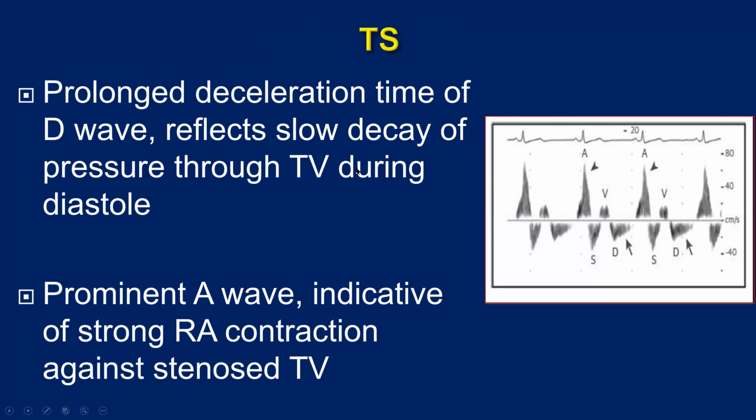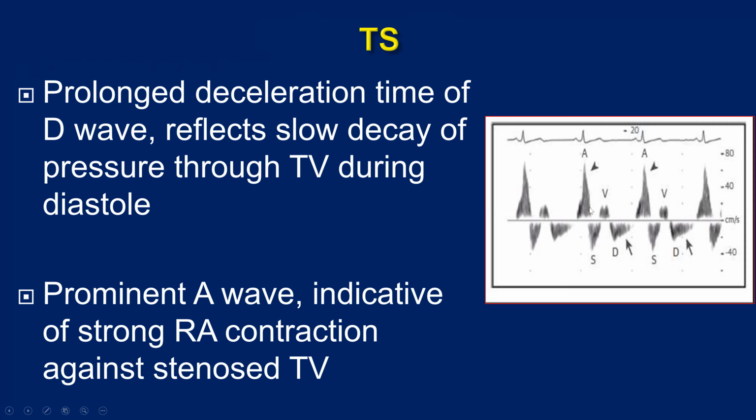In tricuspid stenosis, we have prolonged deceleration time of D wave, like in mitral stenosis, okay? By the way, D wave is like E wave, like E mitral, or E tricuspid. So in tricuspid stenosis, we have delayed slope, slow filling, because the filling is impaired because of stenosis. So you have prolonged deceleration time of D wave, which reflects slow decay of pressure through the tricuspid valve during diastole. And we have, of course, prominent A wave, because our atrial pressure is very high.